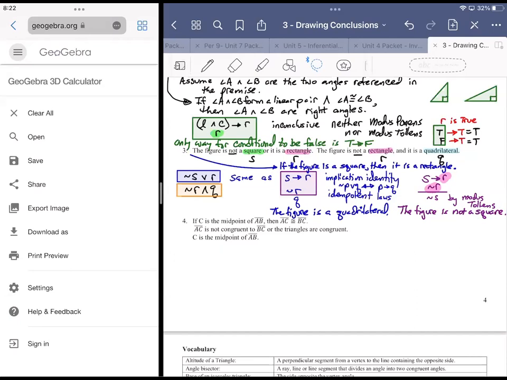Yeah, go ahead. Sorry. So your last two sentences is how we would end it off, with everything we've proven. We would be able to say that we know that these things are true: the figure is a quadrilateral and the figure is not a square. Exactly. Yeah. Okay.